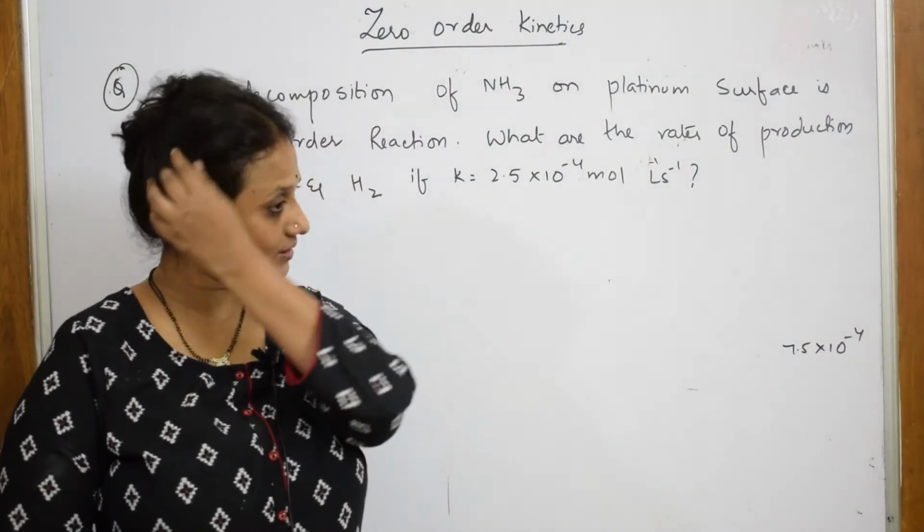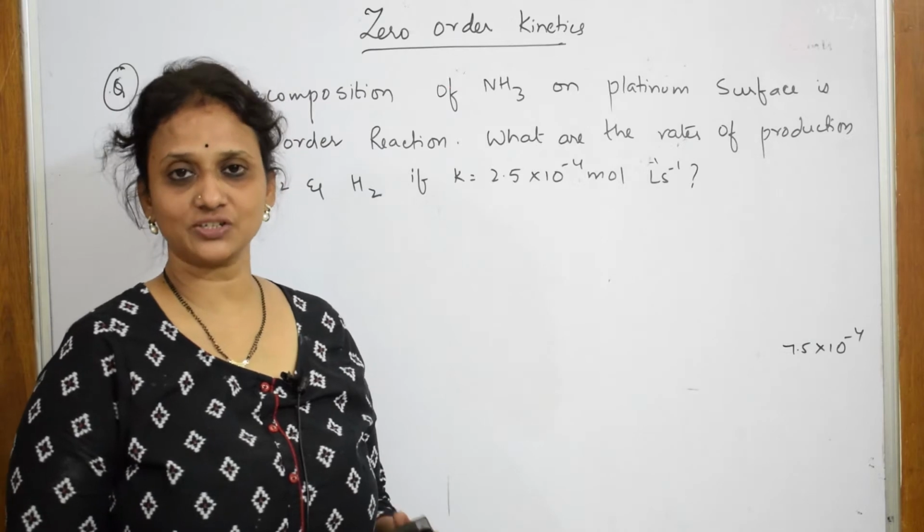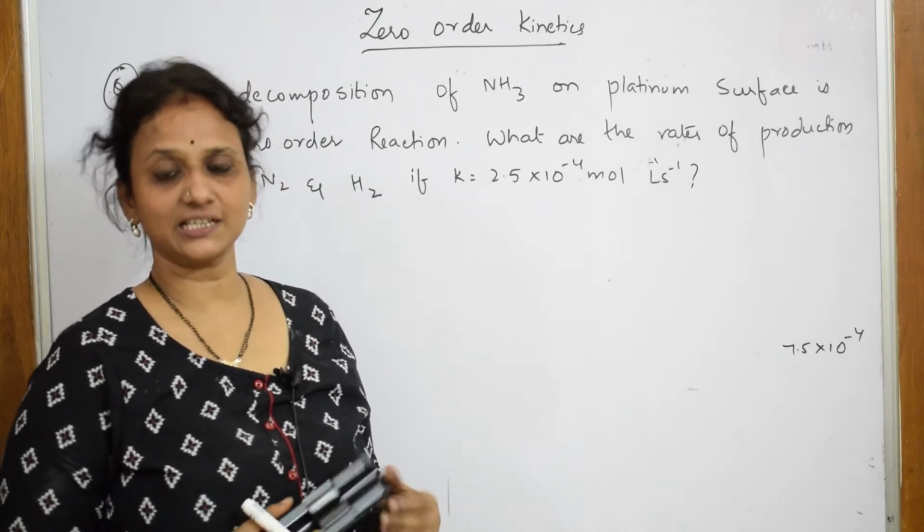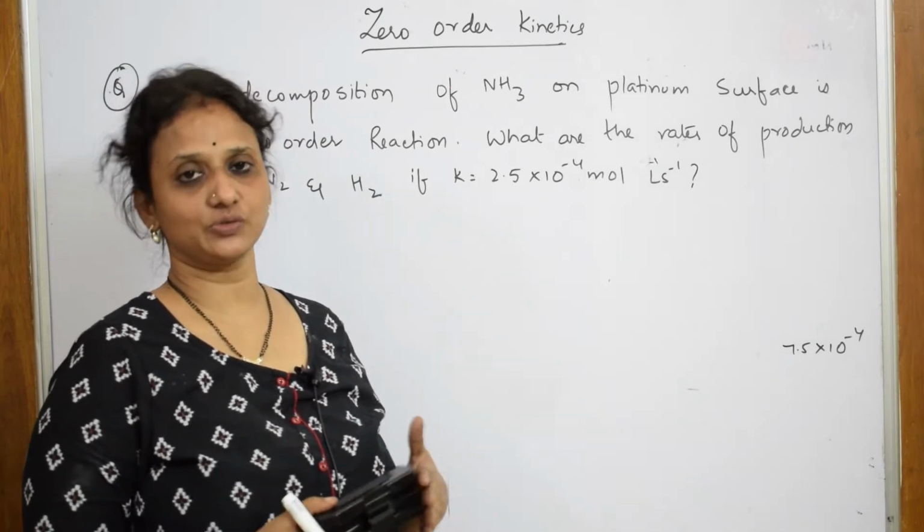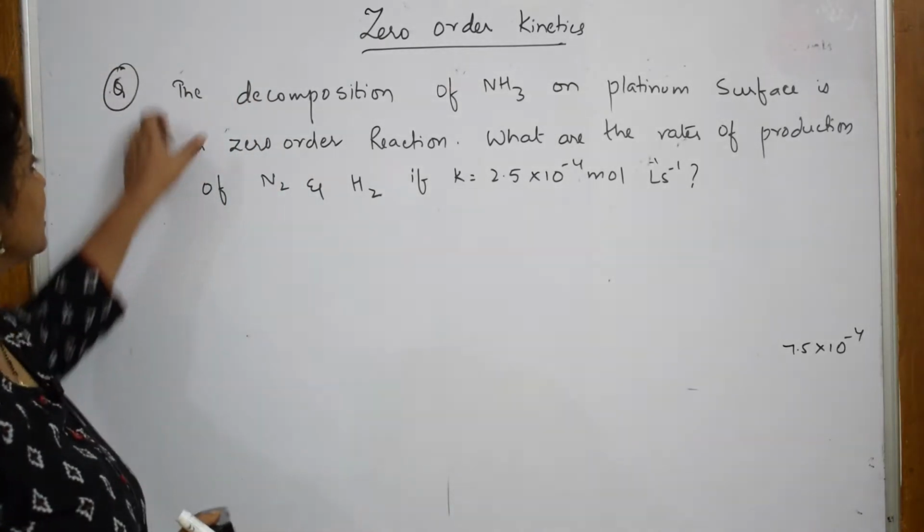We have learnt the complete detailing of zero order reaction. Now we've also learned the examples of zero order reaction. Now let us do this numerical. So what does the numerical say?